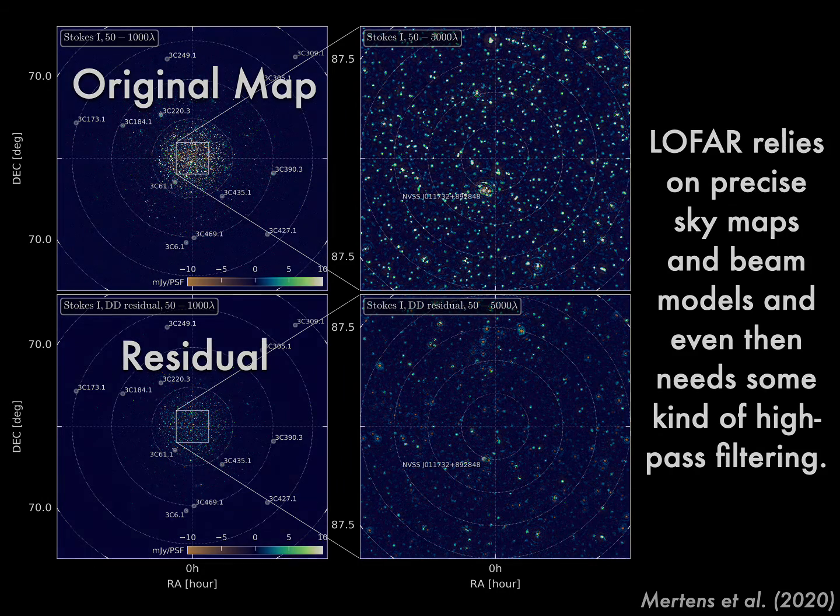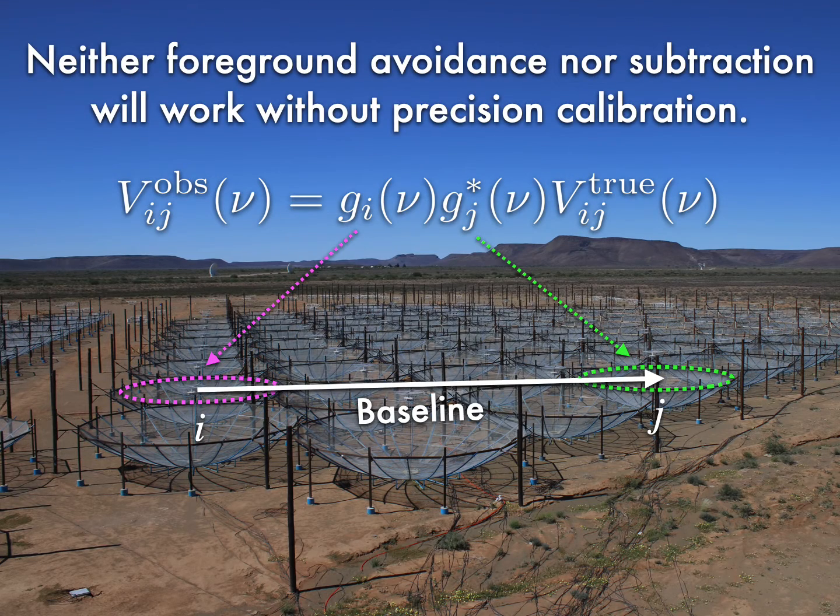Now, neither foreground avoidance nor foreground subtraction work if you can't calibrate the instrument. And this is an important point, that every antenna matters as well. The true visibility on the sky depends just on the separation of antennas, but the observed visibility is multiplied by a complex and frequency-dependent gain for each antenna involved. So even though we have two pairs of antennas that are supposed to have the same separation, they aren't necessarily measuring the same quantities if we don't calibrate them.